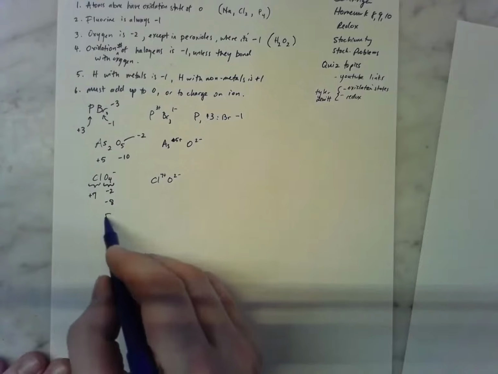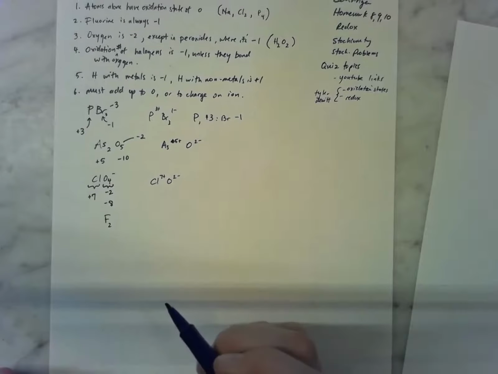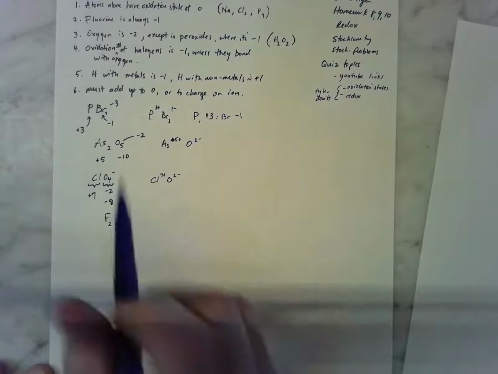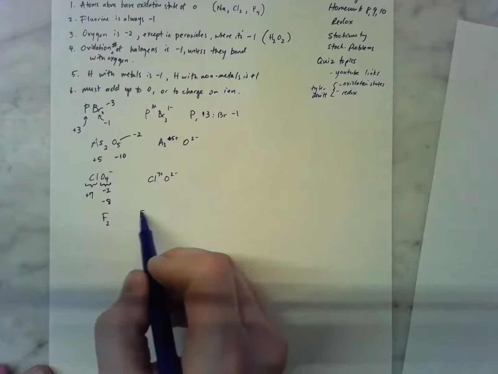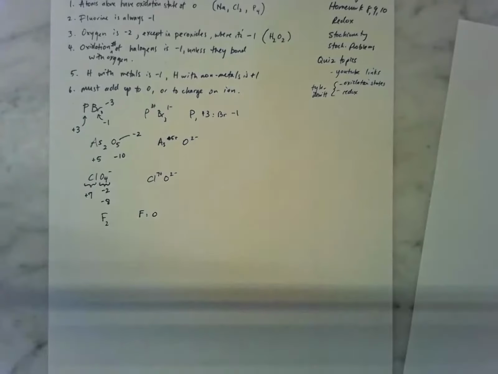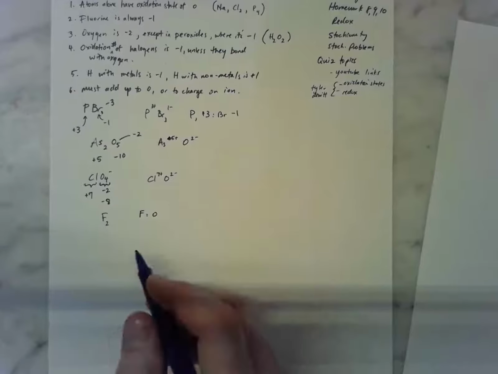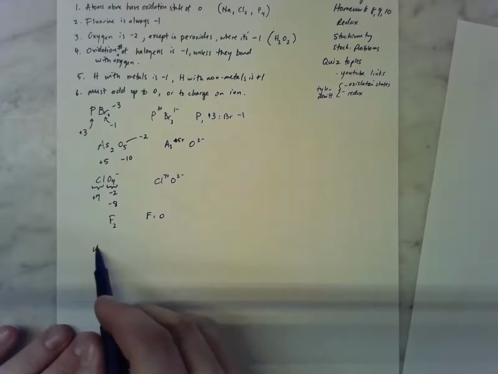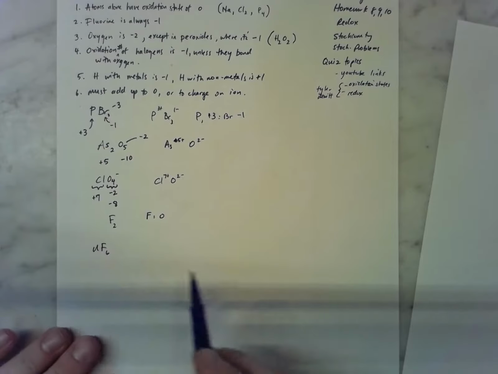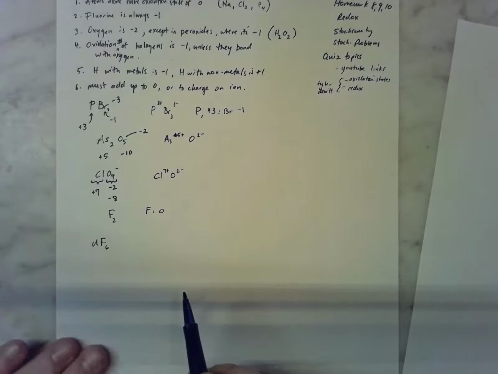F2, what's the rule that dominates there? Is it -1? No, because atoms alone or bonded to themselves have 0. So F is 0 here. Okay? All right. So you just got to find the rule that applies. All right. So UF6. Okay.